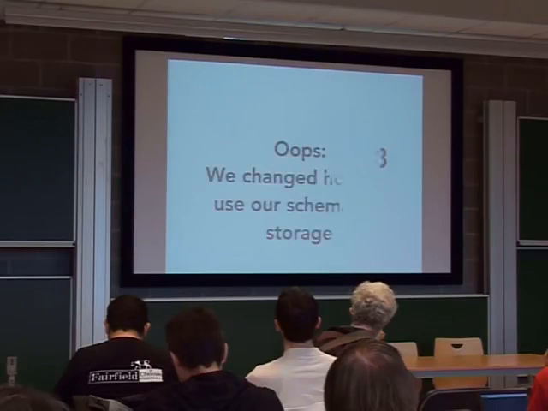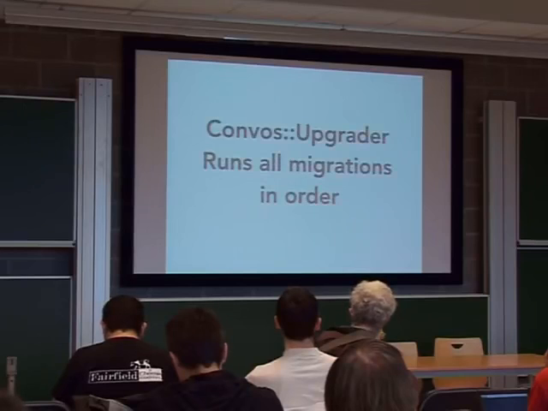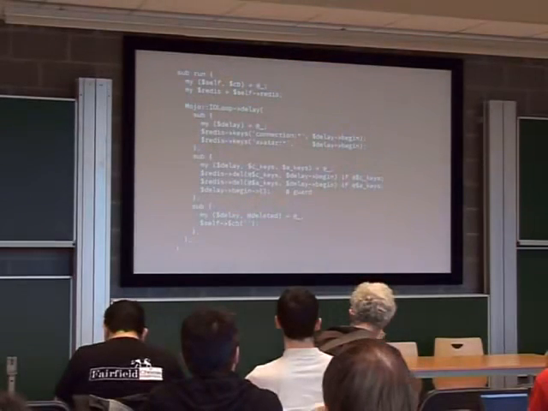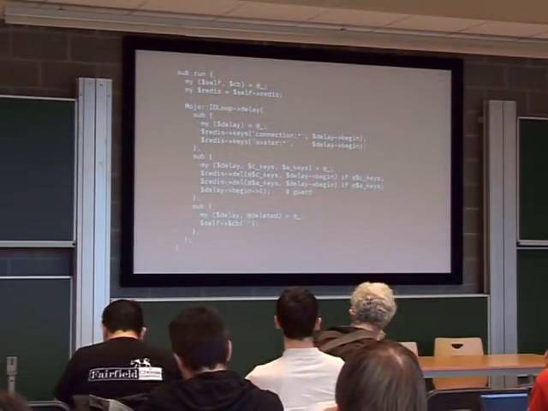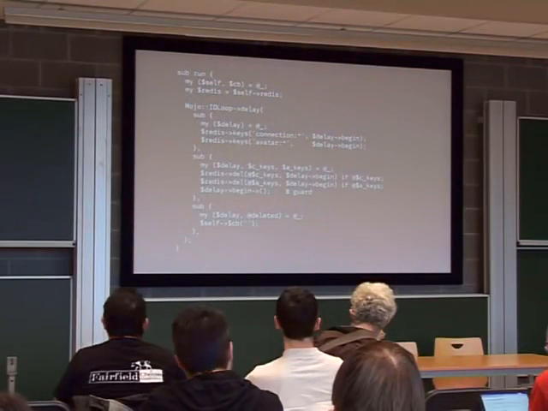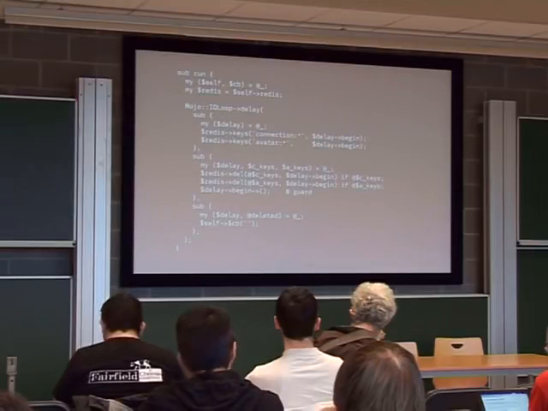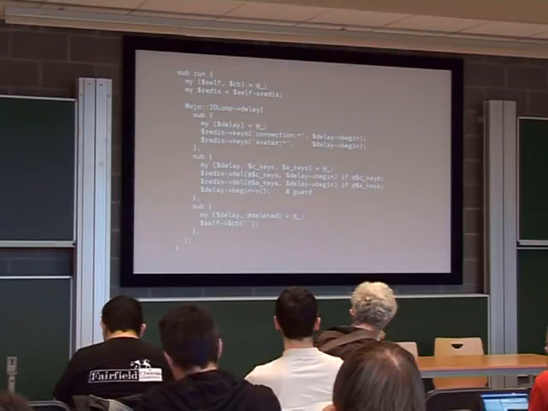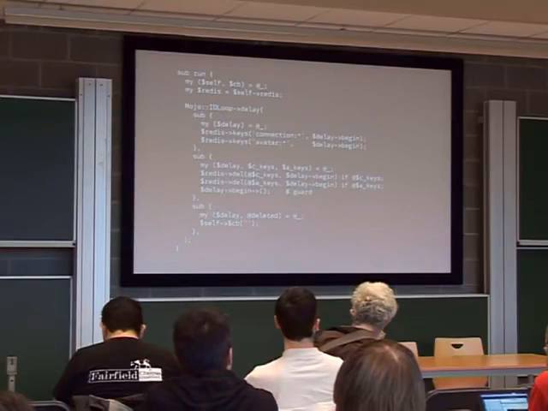So the next problem we met was, we've changed how we use our schemaless storage. How do we update all the existing users? So we wrote Canvas Upgrader, which runs a bunch of migrations in order just to change your database. So we keep track of which version of the application you are using, and whenever you're upgrading, we can automatically transform your Redis schema using the run operation. So this is an example from one of the latest versions where we removed obsolete keys that were not in use anymore, and those will automatically be regenerated. So it's just cleaning up like that.